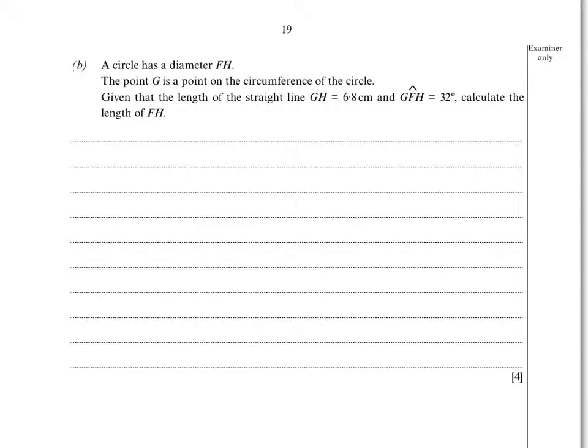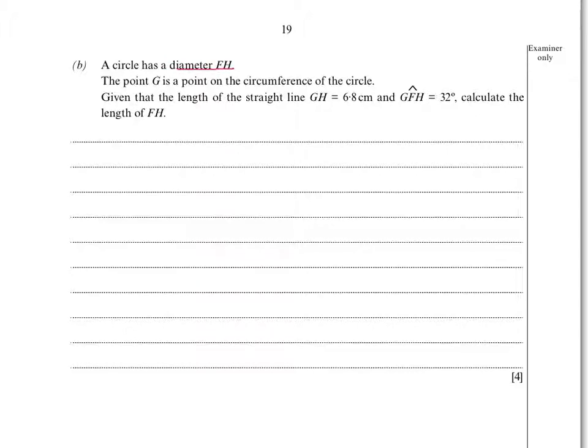Now part B tells me a circle has diameter FH. The point G is a point on the circumference of the circle, and then it tells me that given the length of the straight line GH is 6.8 centimeters and the angle GFH is 32 degrees, calculate the length of FH. Well, I can see that there's lots of important information there.